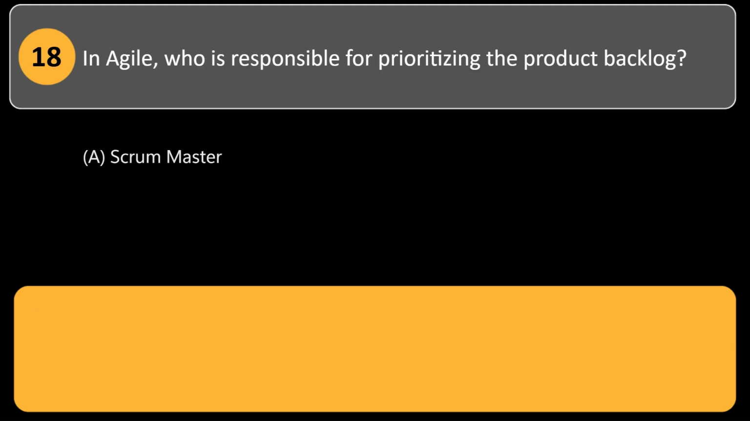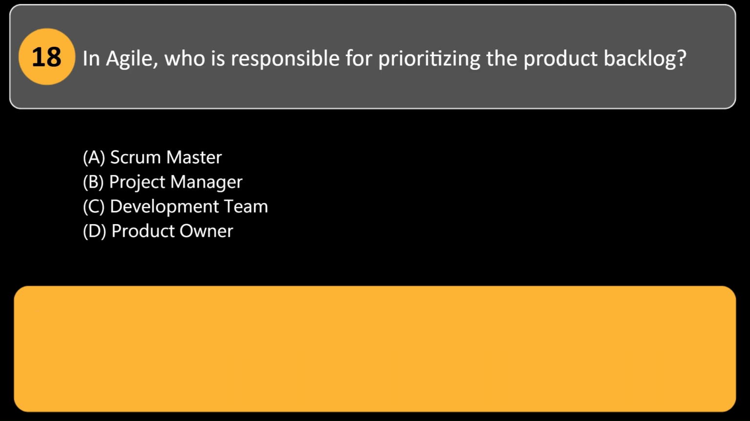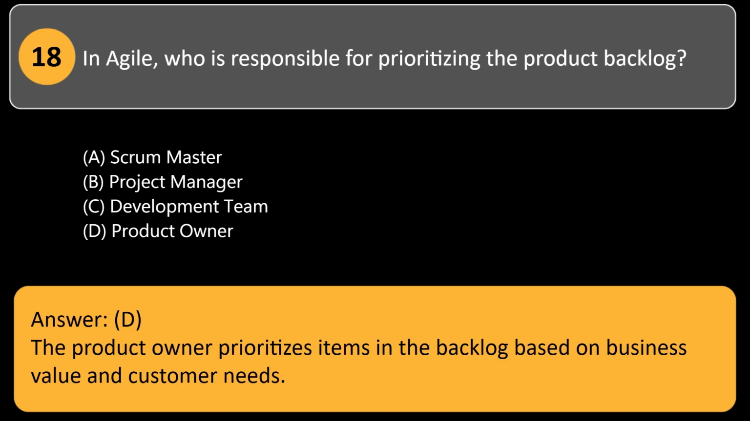In Agile, who is responsible for prioritizing the product backlog? A. Scrum Master. B. Project Manager. C. Development Team. D. Product Owner. Answer, D. The product owner prioritizes items in the backlog based on business value and customer needs.